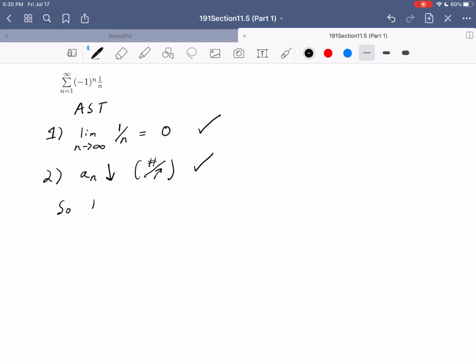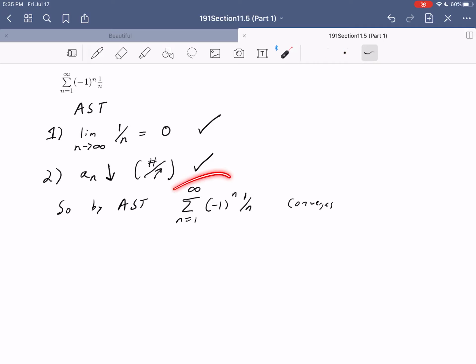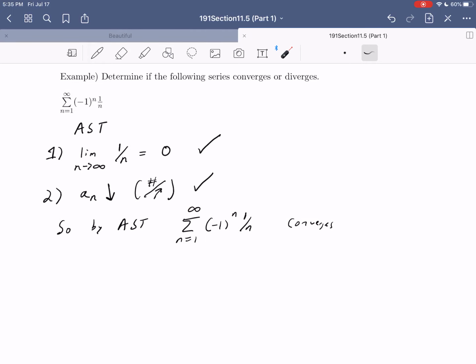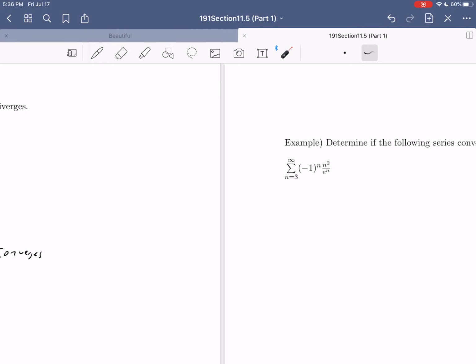So we can say by AST, the sum from n equals 1 to infinity of (-1)^n times 1 over n converges. So notice that it acts completely differently than the positive version, the sum of 1 over n, which we know diverges. That (-1)^n helps it out enough. There's enough cancellation between the terms that this will actually sum up to a value. All right, let's go ahead and take a look at another one.